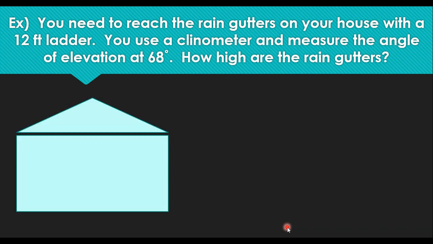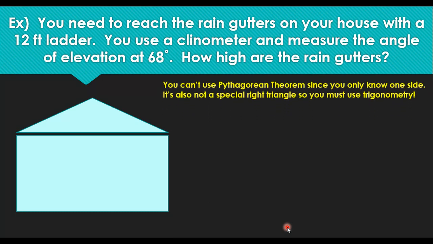So here's my house, right? I've got my ladder. It's going to be 12 feet. And my rain gutters are going to be somewhere around, I don't really know. But I can't use Pythagorean theorem because I'm only going to know one side, and I don't know if it's going to be a special right triangle at all. So I've got to use trig. So if I draw my picture here, right here is going to be my ladder. So this is what I know.